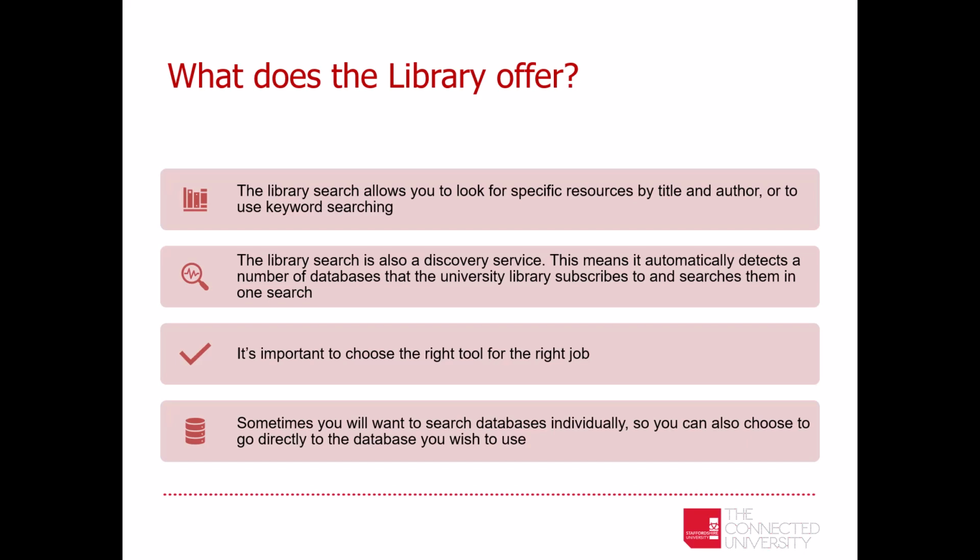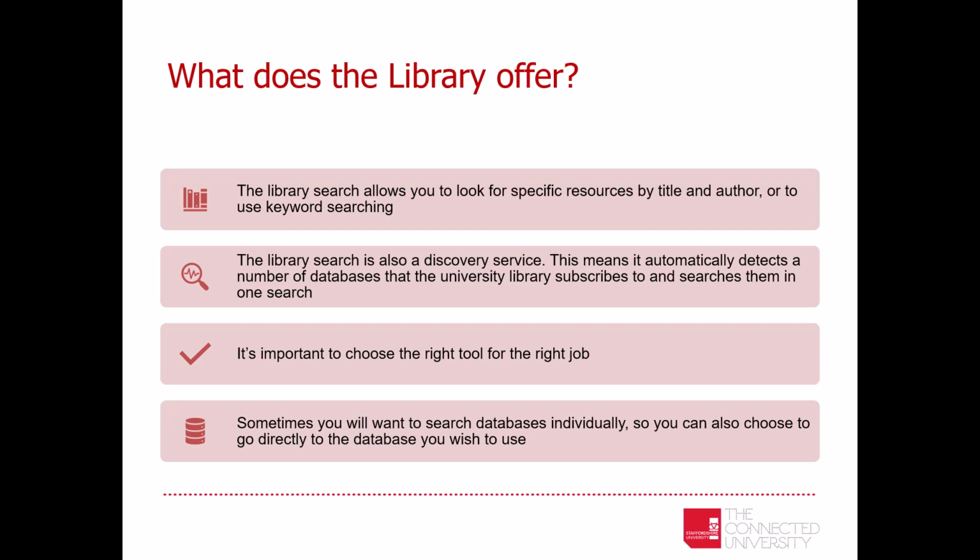The library offers you the ability to do lots of things to support your research. The main library search allows you to search for resources by title or by author, like you would do when using something like Amazon, and go straight to that particular resource. The main search is also something called a discovery service. This means that it's searching lots of databases all at once and showing you results from multiple places.